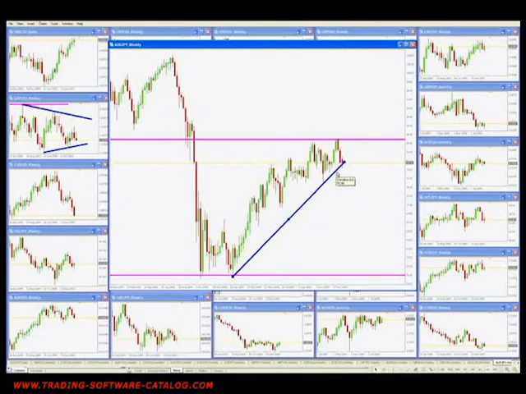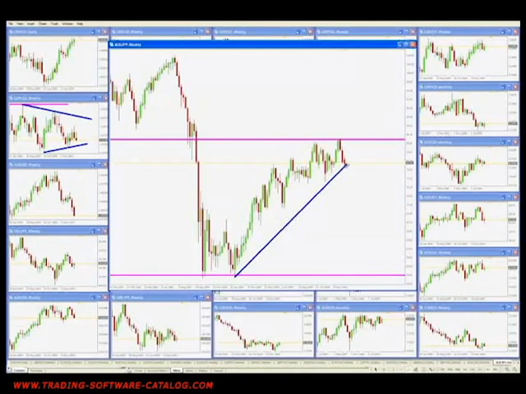I'm not really fond of this trend line. It keeps on getting broken. This one, then this one, sorry. This one here got broken. That one there got broken. That one there got broken. That one there, it's now being retested.